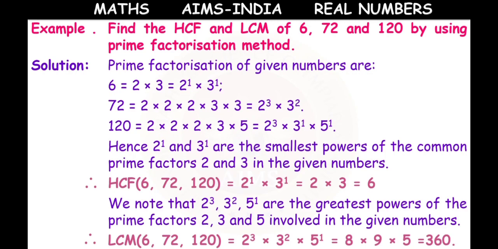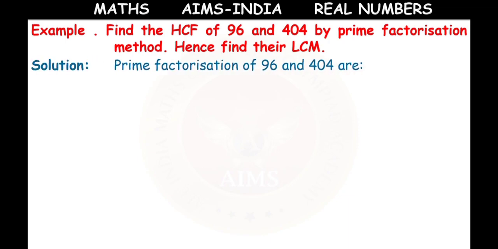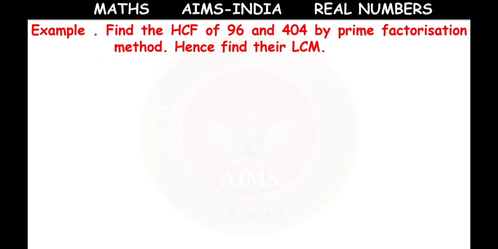Okay, children, these are the basics. That's why we are covering the examples fast. These basics you have already learnt. Here, one more question is there. Find the HCF by the prime factorization method, and hence find their LCM. After finding the HCF, we have to find the LCM according to the relationship, not by the prime factorization method.